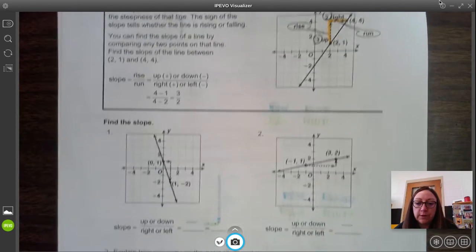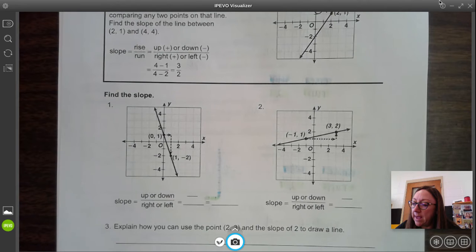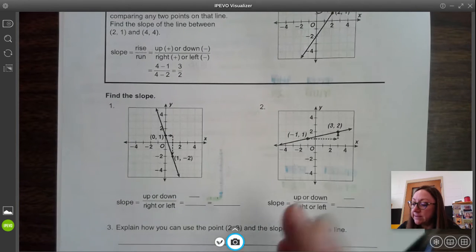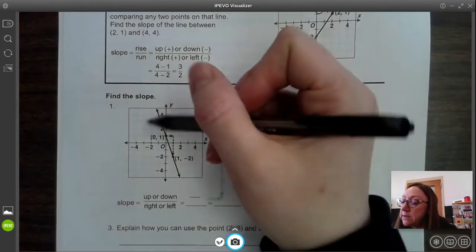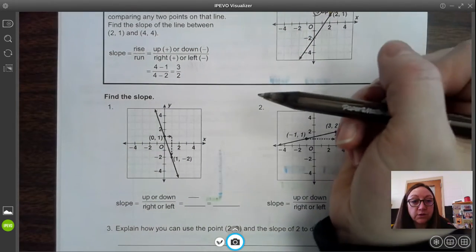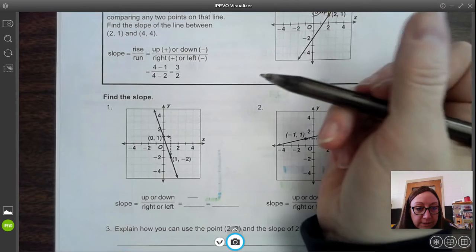All right, so here in this problem we have a question that says find the slope. So I just wanted to point out that if you do not have dots on your graph, you still should be able to find the slope. It's just going to be a little bit more difficult because you have to put the dots on there yourself. How do you know where to put the dots?